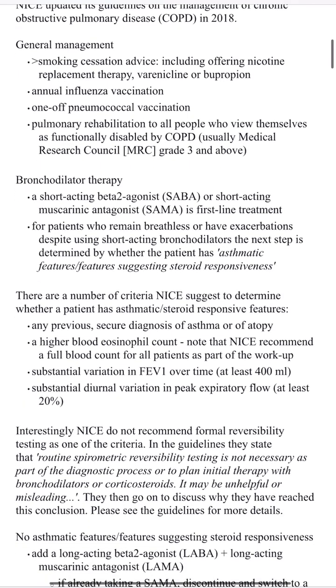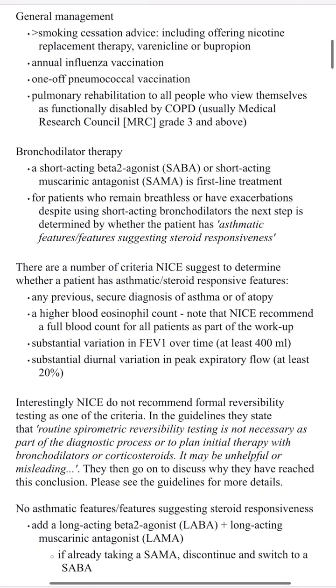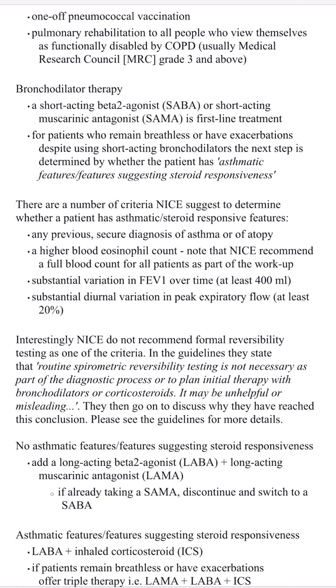And that's about general management, now bronchodilator therapy. A short-acting beta-2 agonist (SABA) or short-acting muscarinic antagonist (SAMA) is first-line treatment. For patients who remain breathless or have exacerbations despite using short-acting bronchodilators, the next step is determined by whether the patient has asthmatic features or features suggesting steroid responsiveness.